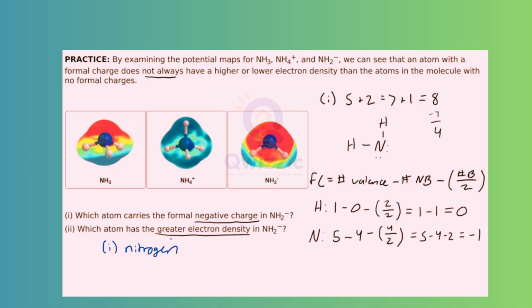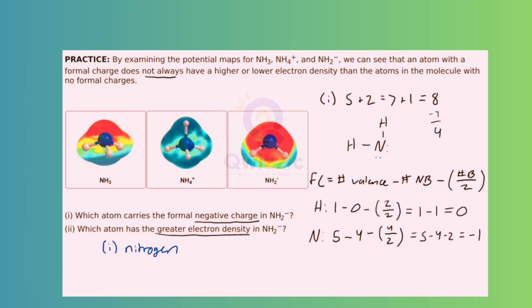And now, for part 2, to figure out the electron density distribution in NH₂-, let's look at the potential map that we're given in the question, right? Which is going to be on the right side over here. And what I want to bring to your attention is that our nitrogen is surrounded by this bright red area, right? And recall that in a potential map, red areas correspond to areas with the most negative potential, right? And our most negative potential equals our greater electron density.